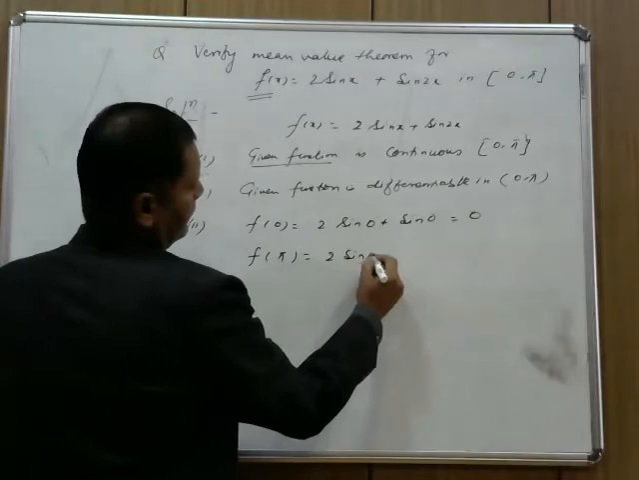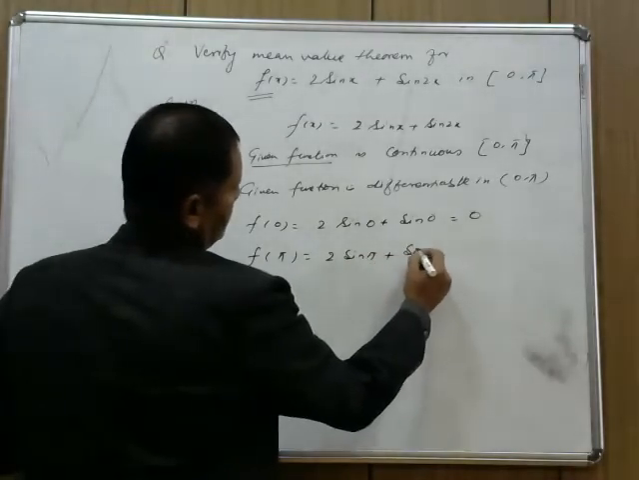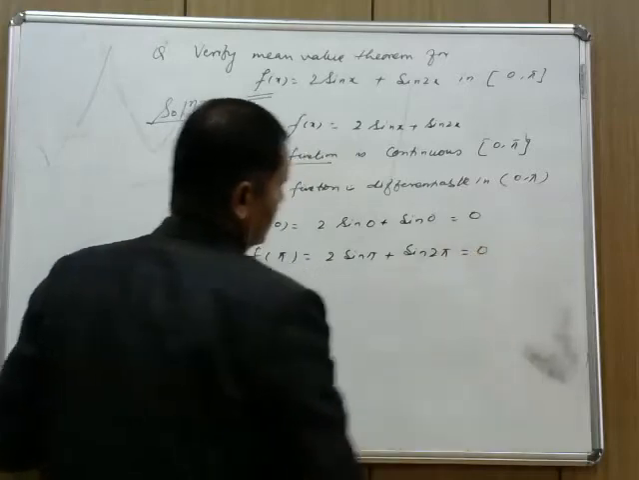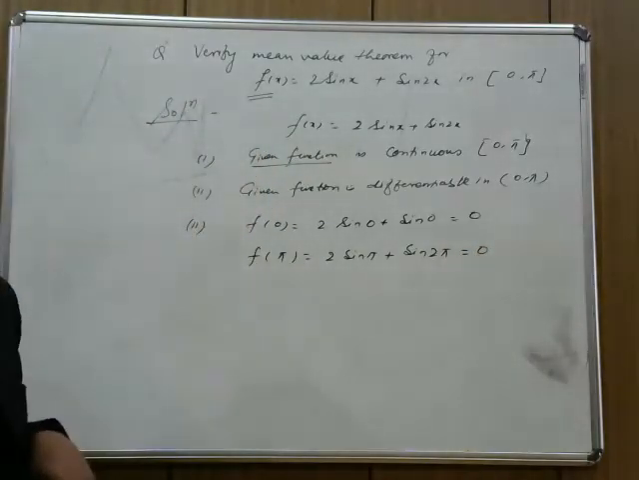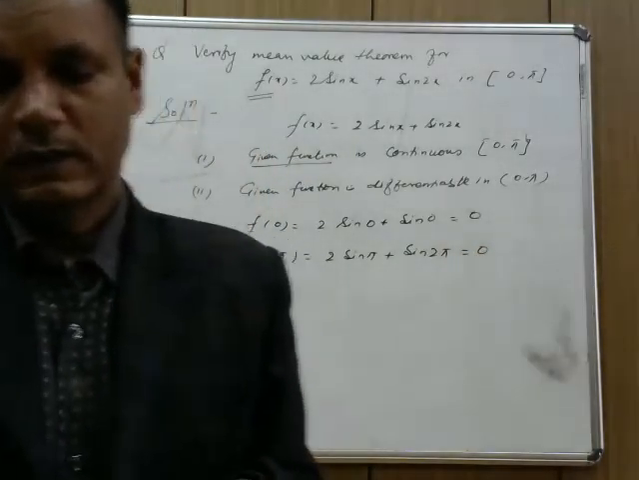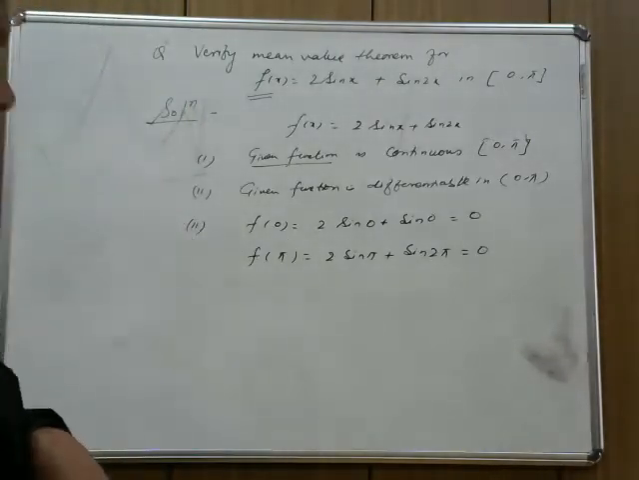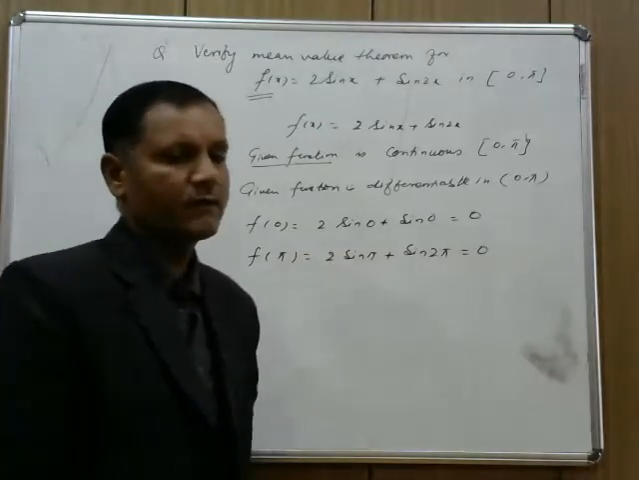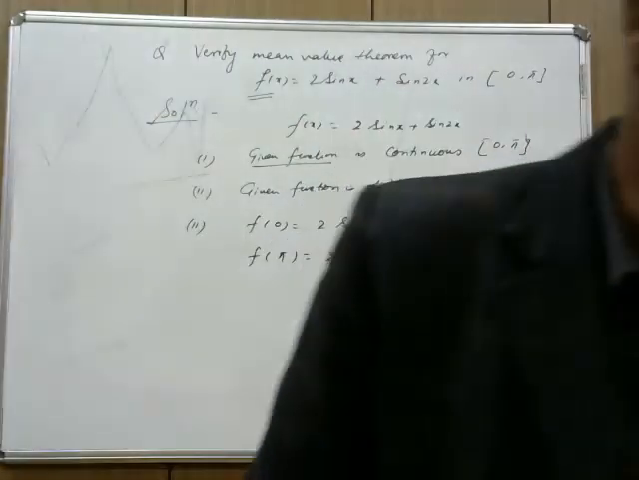F of pi is 2 sine pi plus sine 2 pi. This will also be how much? 0. Any problem? F of 0 is 0, f of pi is also 0. That means f of a is equal to f of b. This part is also verified.